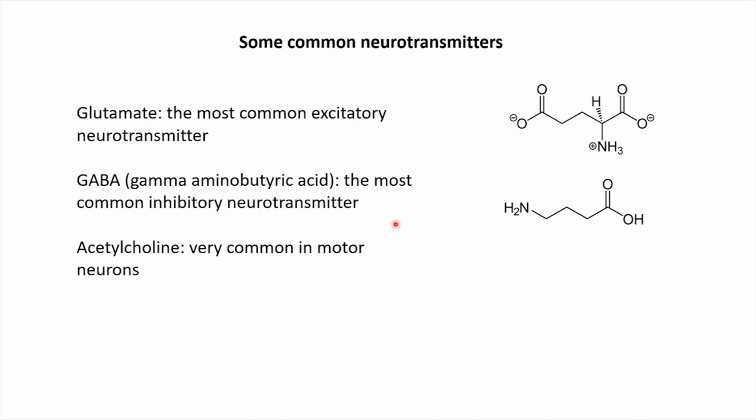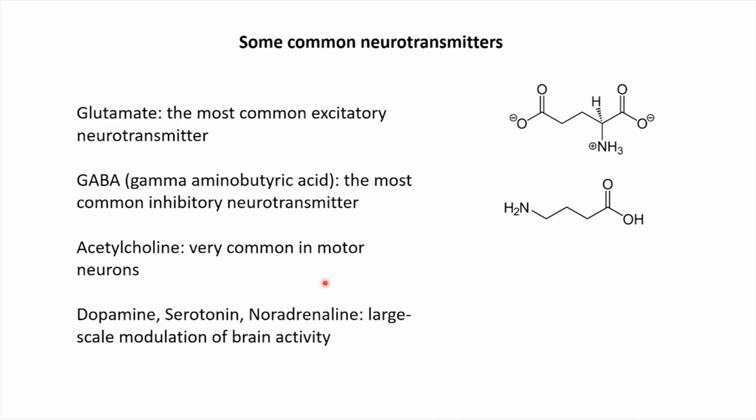We have already seen acetylcholine in earlier videos. It is also a common neurotransmitter, and in vertebrates it is commonly found in the motor neurons. So the synapses between the motor neurons and muscles include acetylcholine as a neurotransmitter. But in simpler organisms like insects, acetylcholine is also a very common neurotransmitter present in the brain.